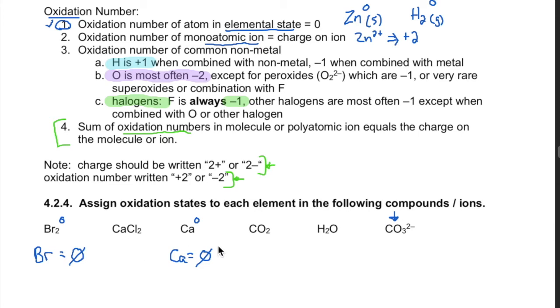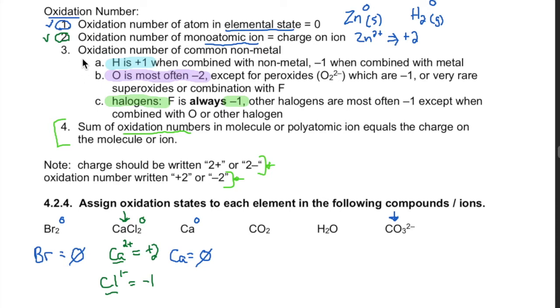All right, we do not have any monoatomic ions here listed, but we can look at this ionic compound and use rule 2 to get these oxidation numbers. Calcium chloride overall has a charge of 0, but within calcium chloride we have calcium ion and chloride ion. And the oxidation number of a calcium ion would be +2, and the oxidation number of a chloride ion would be -1, because these are monoatomic ions and so they equal the charge. The oxidation number equals the charge.